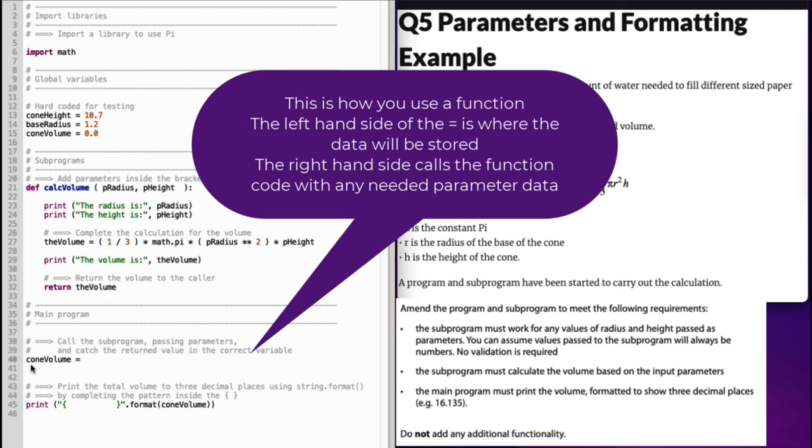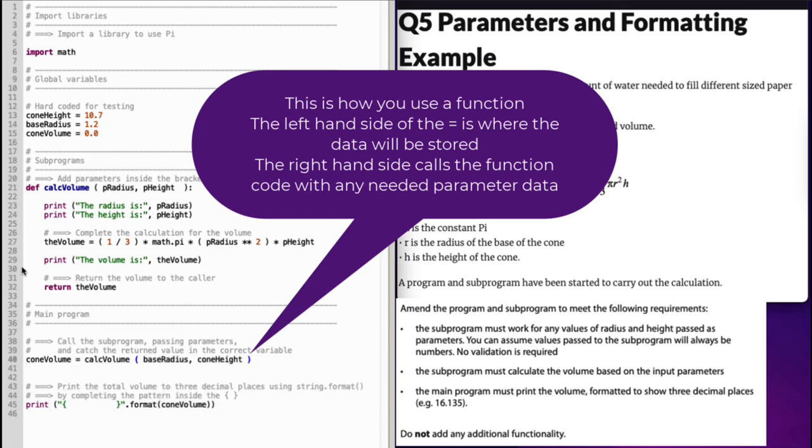And I want to call the subprogram. Well, the subprogram is called calc volume, passing parameters. Now, what do I want to send it? Well, I need to send it the radius and I need to send it the height. So what I know is that the radius is base radius, and the way that they've hard-coded the height is they've called it cone height.